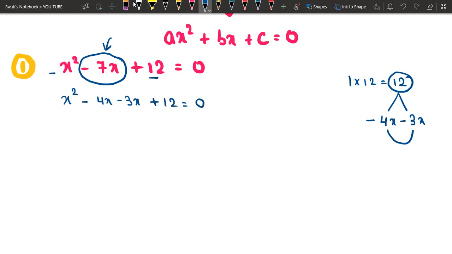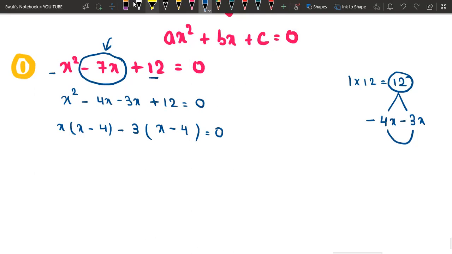Right? Now what I'll do, from the first two terms, I'll take x common. So I'll get x, and inside the bracket x minus 4. From minus 3x plus 12, I'm going to take minus 3 common. So inside the bracket, we have x, and then minus into minus will be plus, so 3 times 4 is 12, so it is minus 4, equals 0.